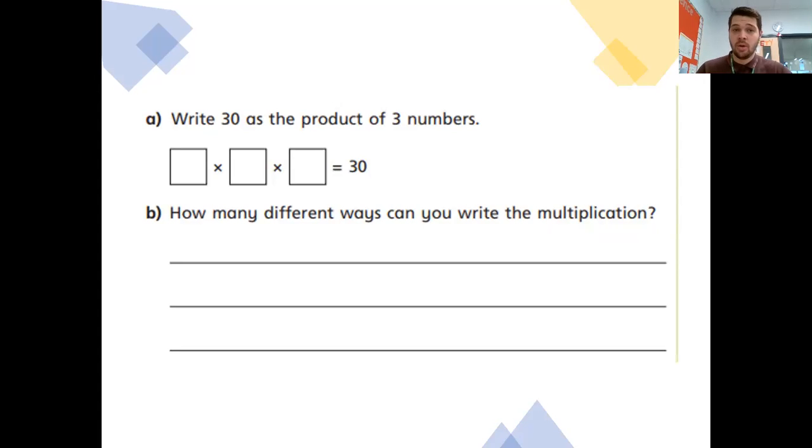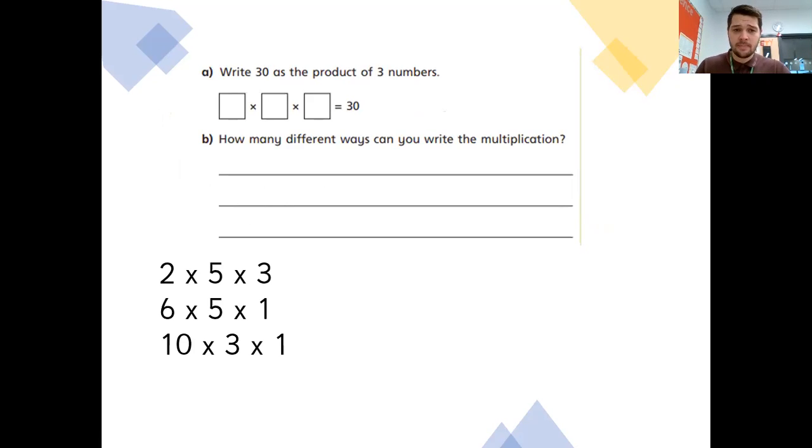So write 30 as a product of 3 numbers. Which 3 numbers can you multiply together to give you 30? Could you do 10 times 3 times 5? 10 times 3 is 30, times 5 is 150. That doesn't work. But if I did 10 times 3, I'm already on 30, and I've used 2 numbers. So if I multiply that by 1, it will remain on 30. So 10, 3, and 1. See if you can find lots of other ways and reverse the order as well. I've given a couple here. See if you can create some more of your own.